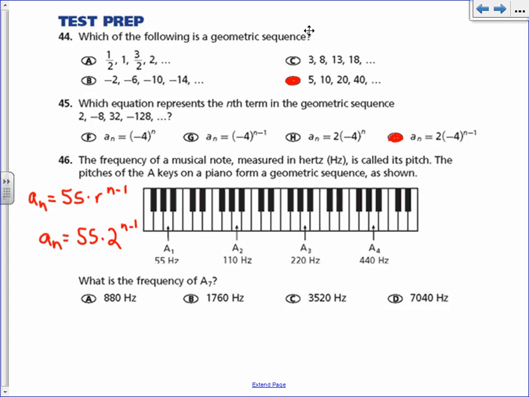What it asks for is the 7th term. So what number are you supposed to plug in? So to find the 7th term, you say 55 times 2 to the 6th. Where did I get 6 from? 7 minus 1. 2 times 2 is 4, times 2 is 8, times 2 is 16, times 2 is 32, times 2 is 64. So you've got 55 times 64. So it's C. Questions, comments, how comes, what ifs?